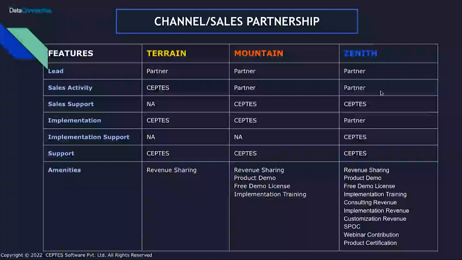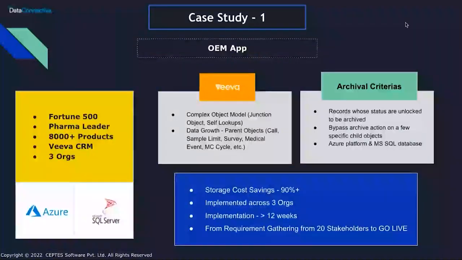So let's look at some of the case studies. The first case study we have is an OEM application called Viva. Viva, as you might be aware, is a CRM application for the pharma industry. The customer we are talking about is a Fortune 500 company and a pharma leader. They have 8,000 plus SKUs, so 8,000 plus products within their portfolio of pharma products, and they were using Viva CRM to manage their business.